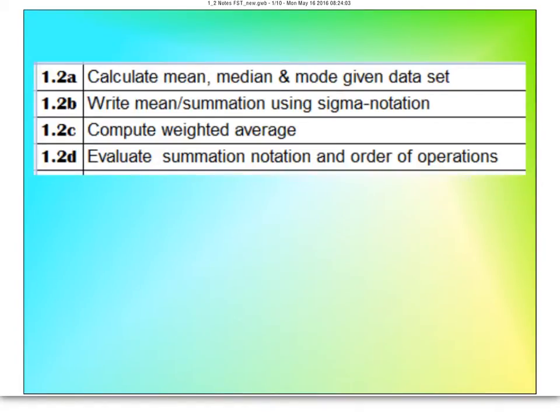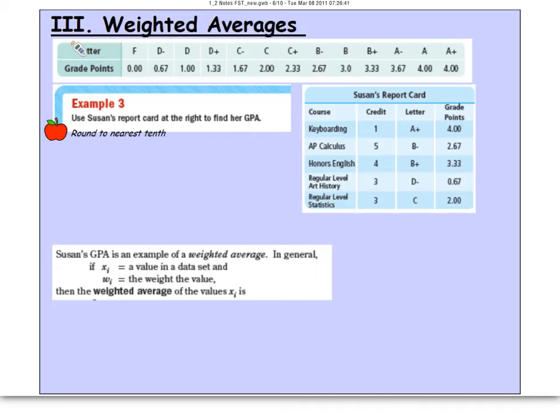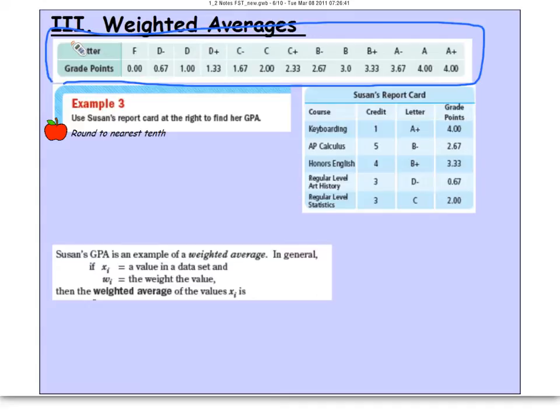So let's look at learning objective C about computing weighted averages, and I also show you how to use the graphing calculator to compute averages that are weighted. Now here's an example of a grading scale, which is a very similar thing schools are used to, how the letter grades have their weight. For example, an A is a 4.0, a B is a 3.0, a C is a 2.0, and everything in between. Here is Susan's report card.